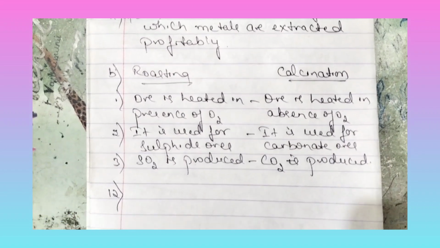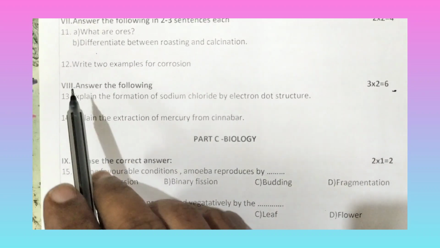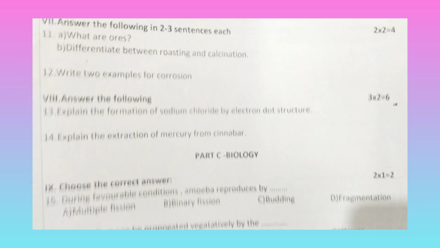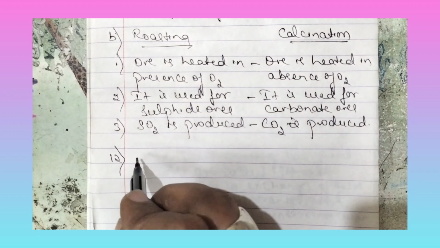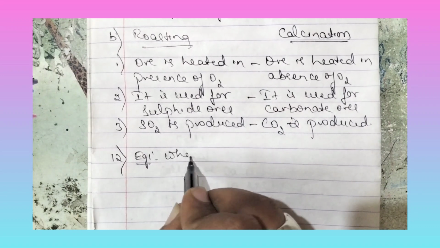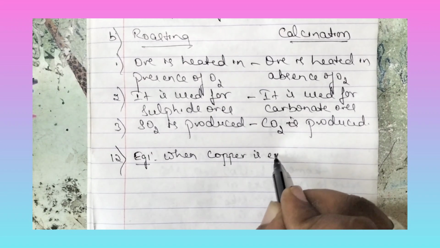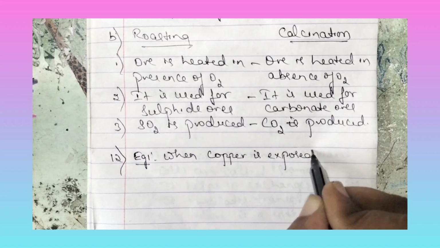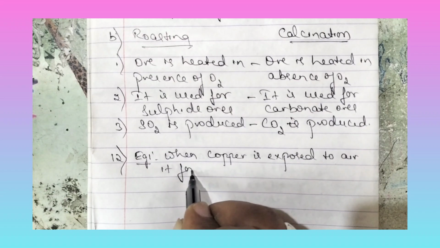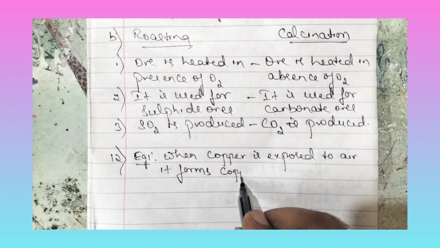So now let us move to question number 12. In question number 12 they have given: write two examples for corrosion. Example number 1: when copper is exposed to air, it forms copper oxide.